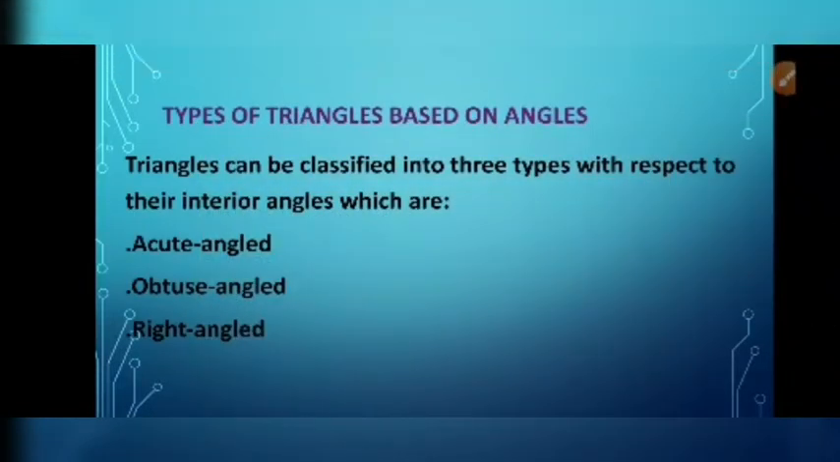The next one is types of triangles based on angles. Now we discuss the angles. What are the angles? Zero angle, right angle, straight angle, acute angle, obtuse angle, reflex angle. These are the different types of angles. Of this, we learned about the main three types of angles for this lesson. Triangles can be classified into three types with respect to their interior angles, which are acute angle, obtuse angle, right angle. Let us discuss these three angles.